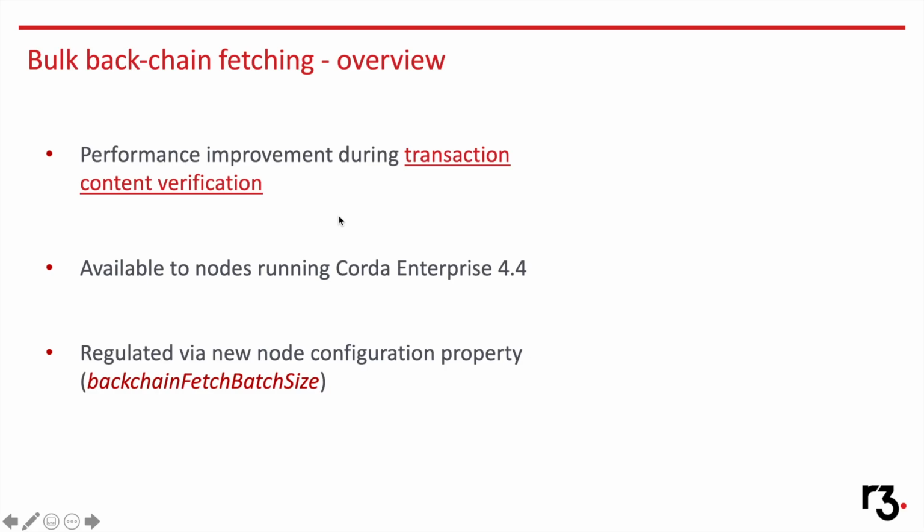We're here to talk about a performance improvement we have added to Corda Enterprise 4.4, bulk backchain fetching. Right, so what we've done in 4.4 is introduce a mechanism where we can request multiple items of backchain at the same time rather than just one item as is currently in 4.3.